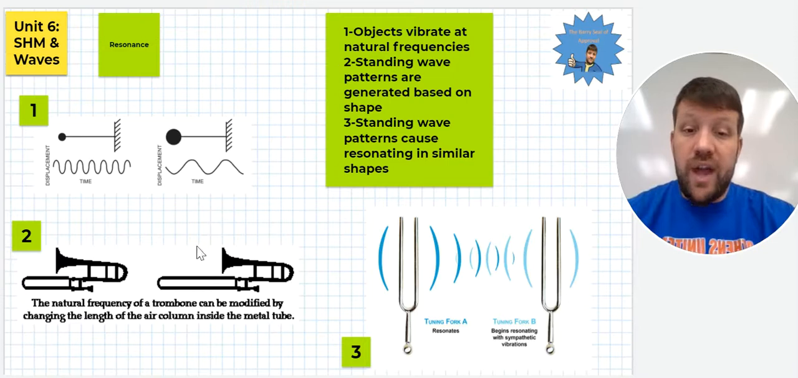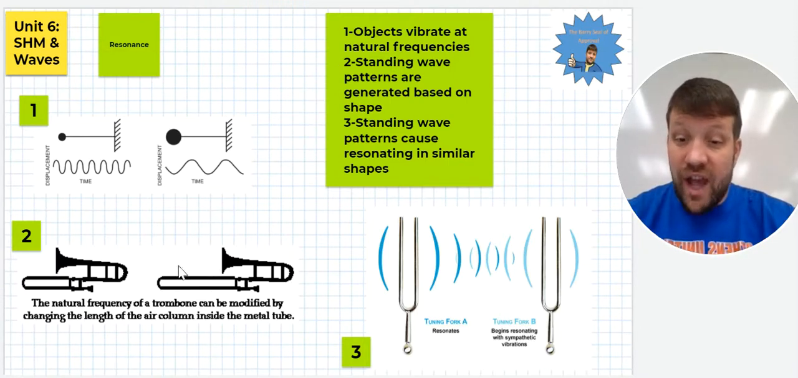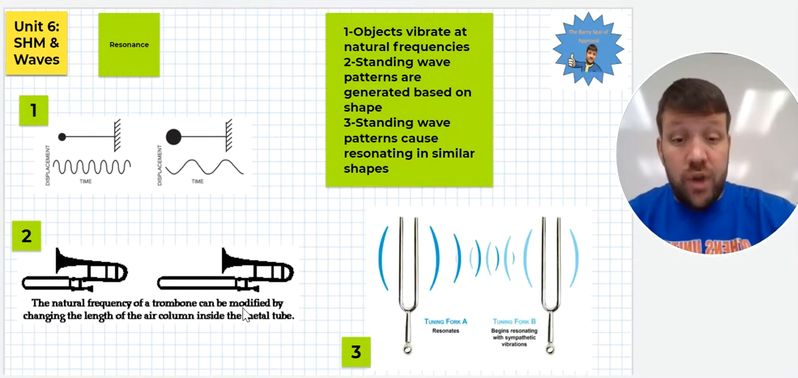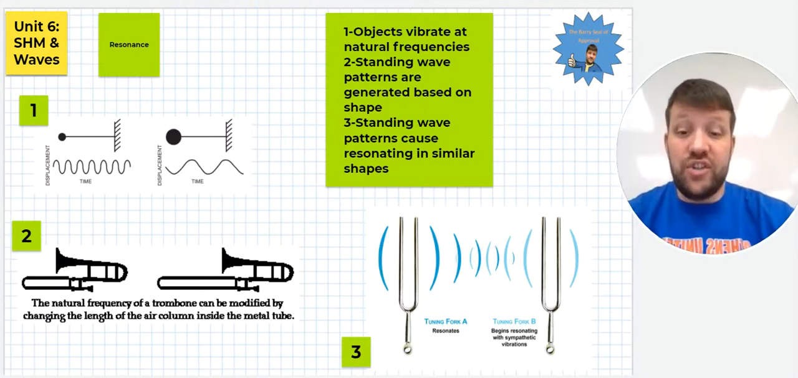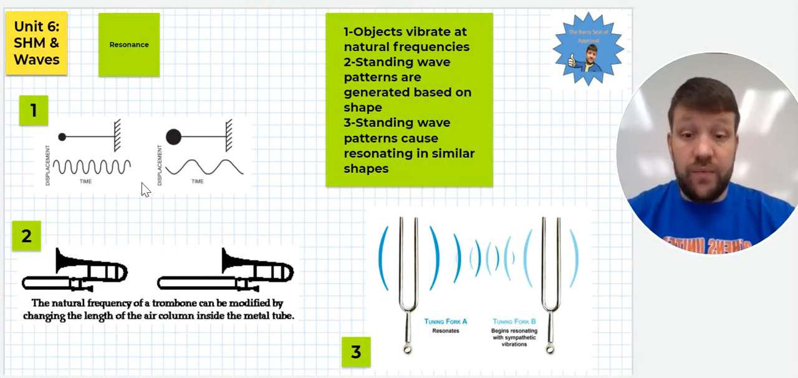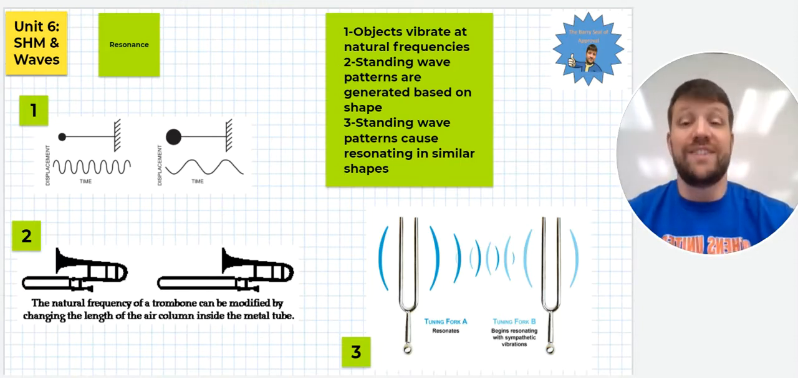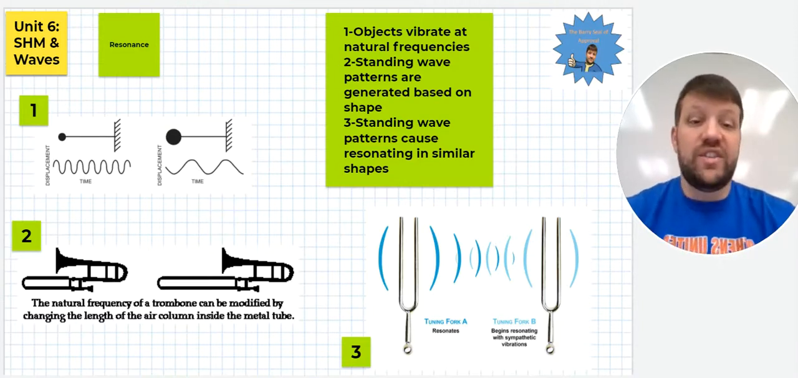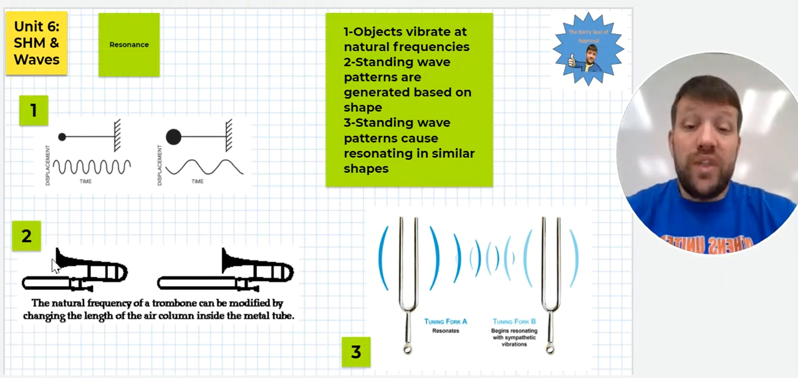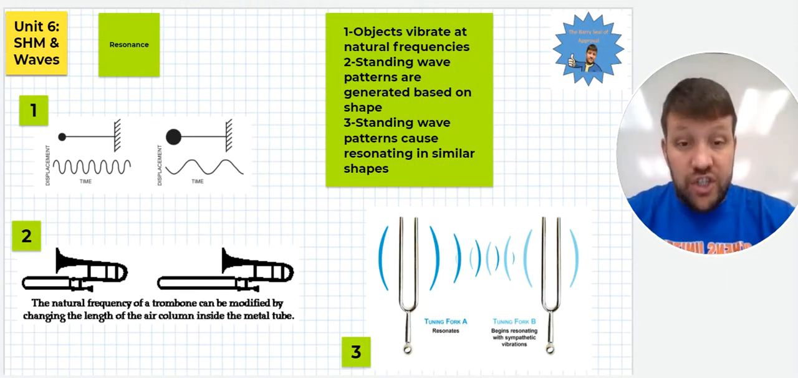And then we're going to move down here to a standing wave pattern inside of an actual instrument. This one's a trombone. The natural frequency of a trombone is going to be modified by changing the length of the air column inside the metal tube. Imagine we made the bar here that's holding this mass longer. Well, that would also change the frequency here. And so that's what's happening in a trombone. And that's why the sound changes as you extend it. So we have changed the standing wave pattern that happens within the trombone by changing its shape.